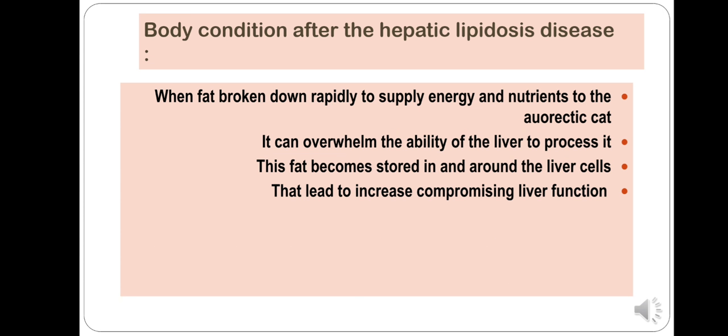But the body condition after the hepatic lipidosis disease. Now I will talk about what this disease is doing in the cat's body, especially in the liver. When fat is broken down rapidly to supply energy and nutrients to anorectic cats, it can overwhelm the ability of the liver to process it. This fat becomes stored in and around the liver cells, which leads to compromised liver function. Here we must note that the liver becomes partially weak and does not work well enough.